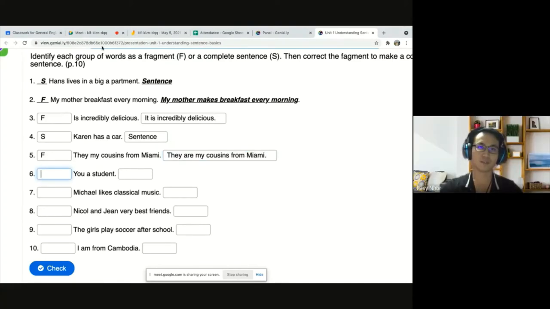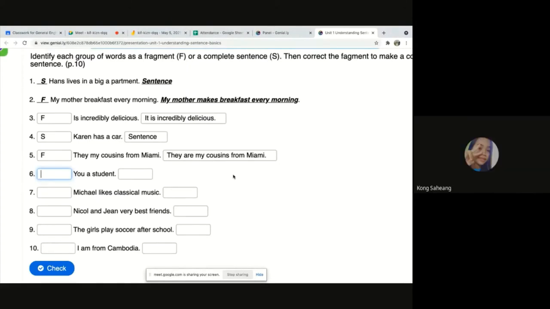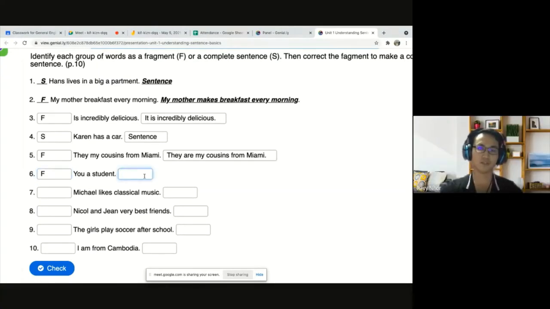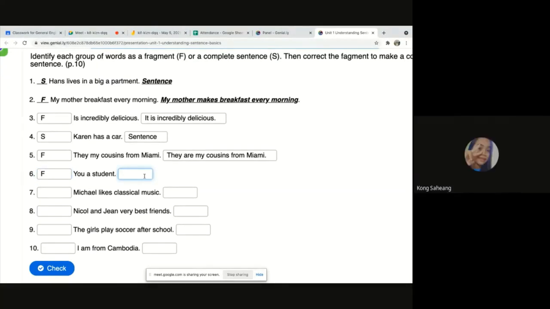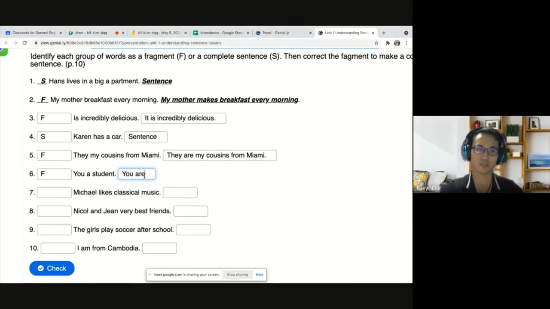Number 6, Sahil. Number 6, you student, I think it's a fragment. Okay, fragment. So how do you correct this fragment? Teacher, you are a student. Okay, you are a student.